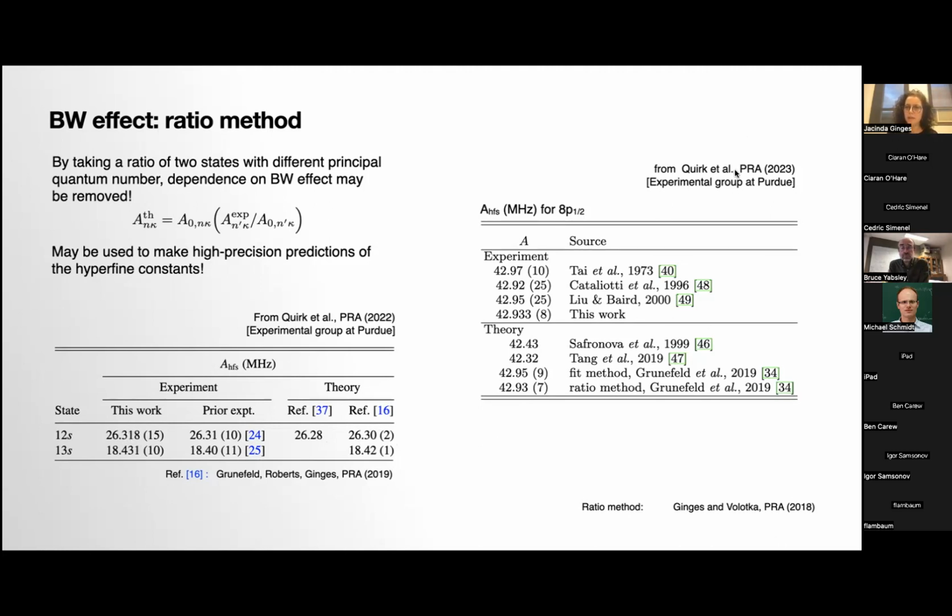And then this year, they published their results for p-half. Our result from the ratio method, we predicted 42.93. At the time, the previous experiments had much larger uncertainties, and previous theory had very different values altogether. And then our value was confirmed by experiment. So that was really very exciting.